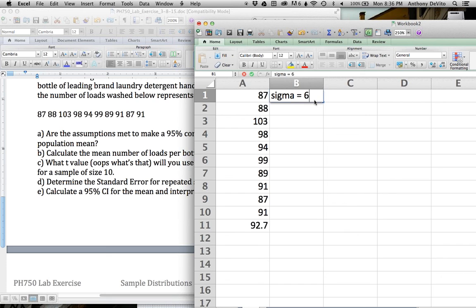is equal to 6. Okay, so now let me ask you this. The mean is equal to 92.7. If I didn't know the population sigma, and in real life I'm never going to know it, just like the population mean, where would be a good place for me to estimate the population standard deviation? From the sample I took, right? Just like the mean estimated the middle of the distribution, the sample distribution can estimate what sigma is because it's all individuals within that population also.